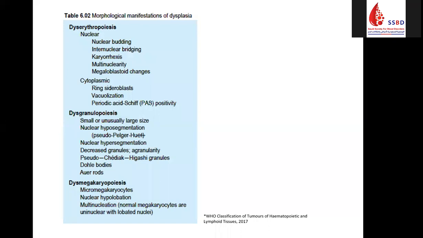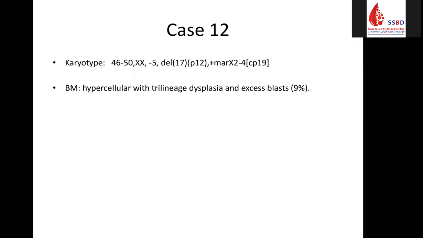in the cases of MDS. This patient's bone marrow was hypercellular with multilineage dysplasia and excess blasts of 9%. The karyotype is positive for monosomy 7, deletion 7p, and extra 2 to 4 copies of chromosomes of unknown origin. So the patient was diagnosed as myelodysplastic syndrome with excess blasts.